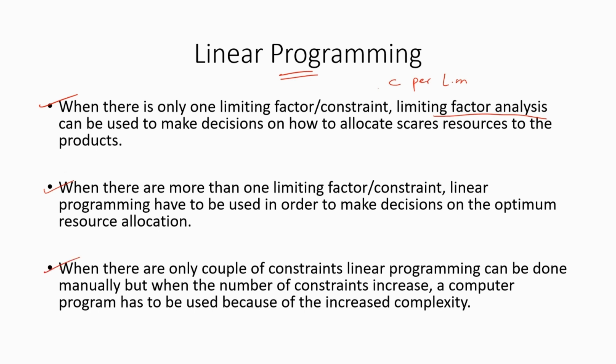When there are only a couple of constraints, linear programming can be done manually. But when the number of constraints increases, a computer program has to be used because of the increased complexity. Simply, this means when there are only a couple of constraints, we can conduct the linear programming analysis manually by drawing a graph. But when the number of constraints increases, the complexity of the analysis also increases. So then we have to use a computer program in order to find the optimum resource allocation or the optimum production plan. In this video lesson, we are only going to discuss the manual method.